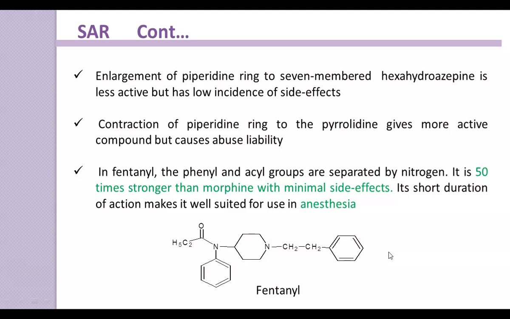In fentanyl, the phenyl and acyl groups are separated by nitrogen, and it is 50 times stronger than morphine with minimal side effects. Its short duration of action makes it well suited for use in anesthesia. So in this fentanyl structure, these two rings are separated by nitrogen, and it can be used as a general anesthetic.